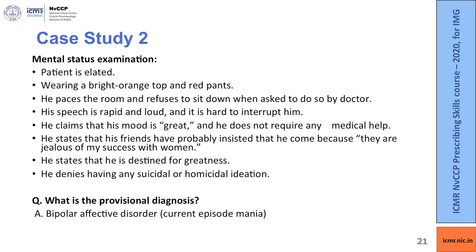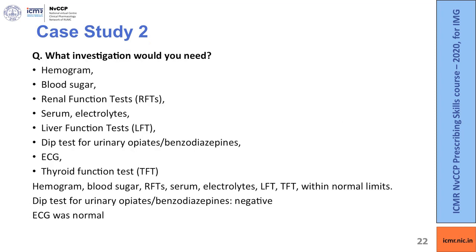So what is the provisional diagnosis in such a patient? So probably this patient is suffering from bipolar affective disorder, where the current episode is of mania. So what investigations do we need?